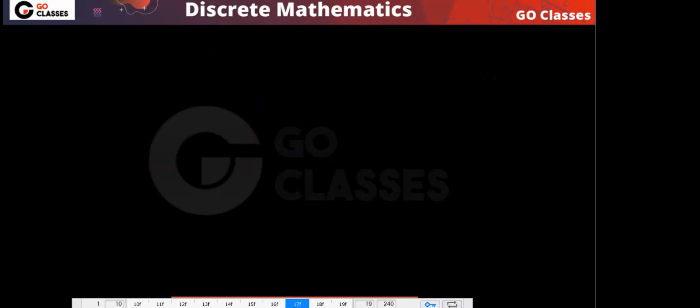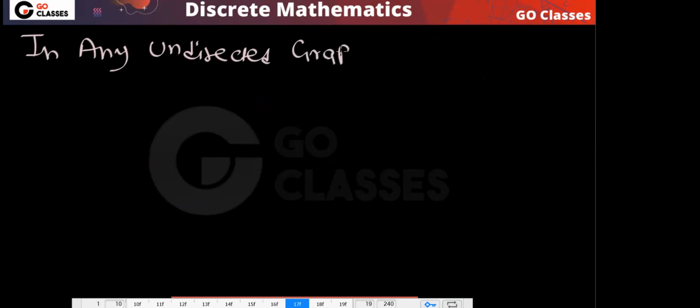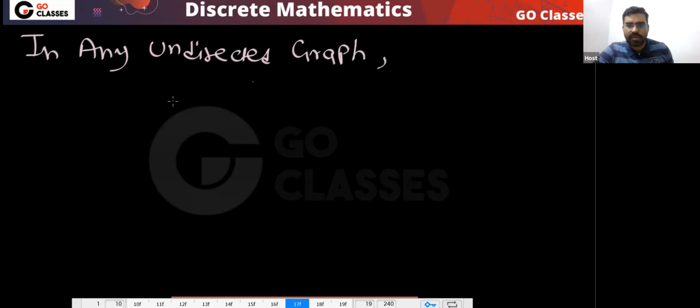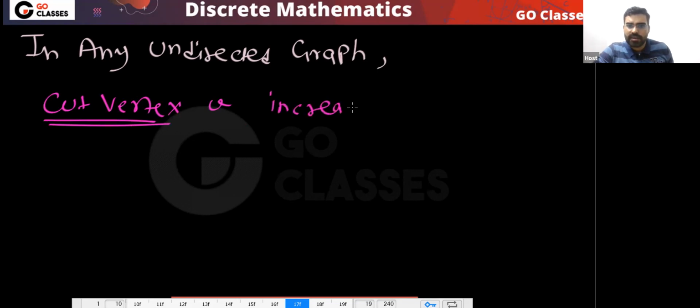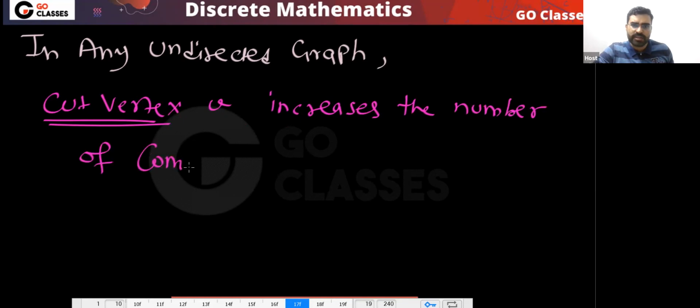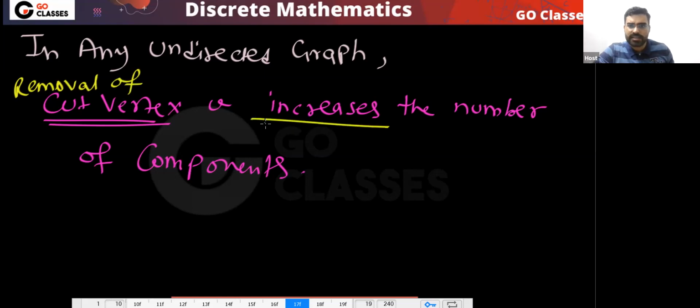So remember, in any graph, whatever graph you take, connected or disconnected, in any undirected graph, I can say what a cut vertex is. Removal of cut vertex V increases the number of components. Remember, it increases the number of components.